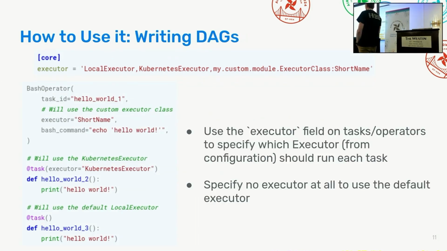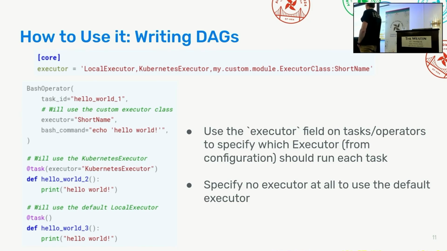So here's an example, with some operators on the side here. This is a DAG, or a snippet of a DAG at least. In this first example, hello world 1, using the bash operator, it doesn't really matter what the operator is, you can see there's a new field, executor, very aptly named. And this one has the value short name, so this one's using that alias, which you can see up here. The alias is a made-up module that doesn't exist, just for illustrative purposes. So that one's going to run on this custom executor.